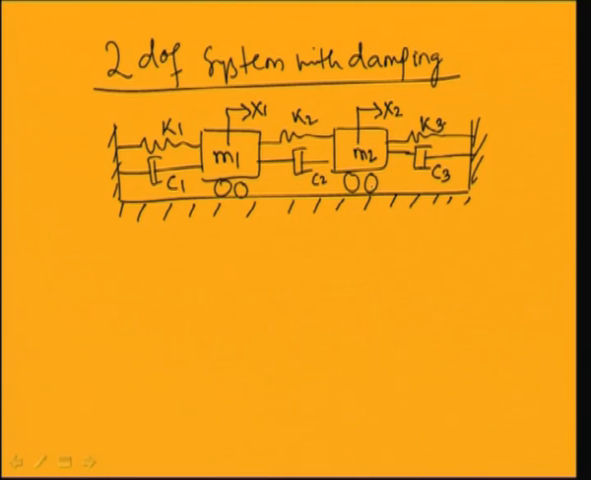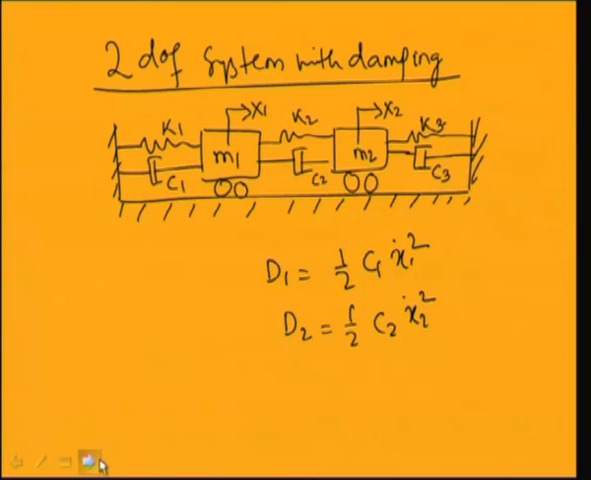Either you can use the Lagrangian principle, or you may use Newton's second law to derive the equation of motion. While using the Lagrange principle, you can take the dissipation energy. In the first case, D1 equals half c1 x1 dot squared, and D2 equals half c2 x2 dot squared.